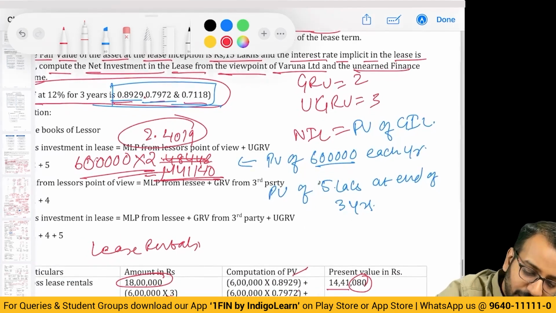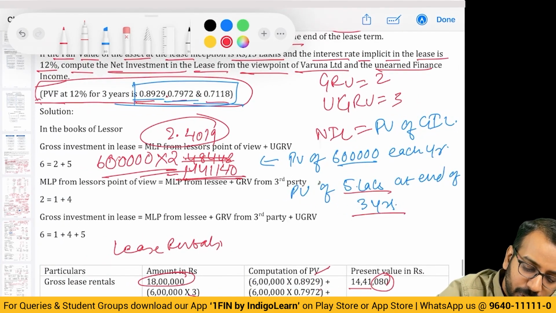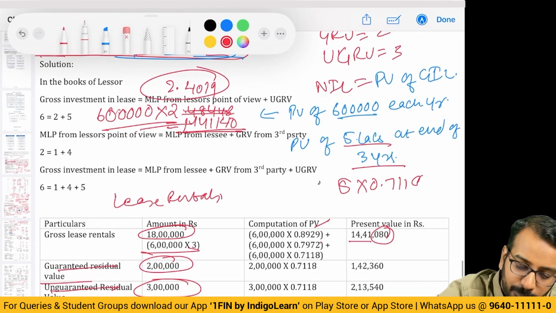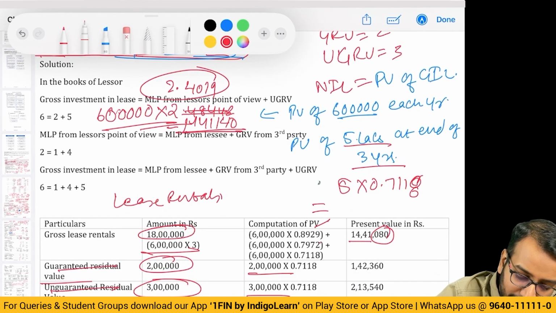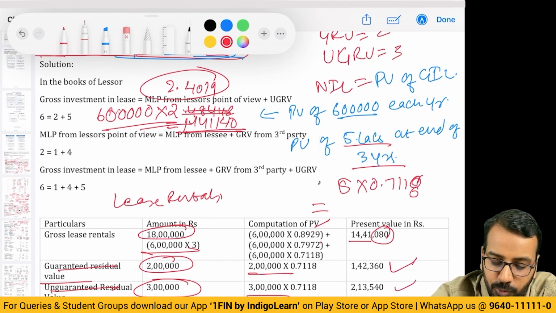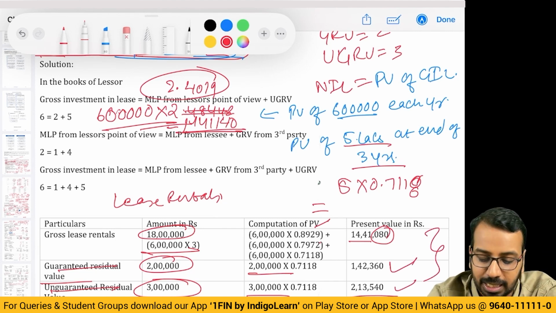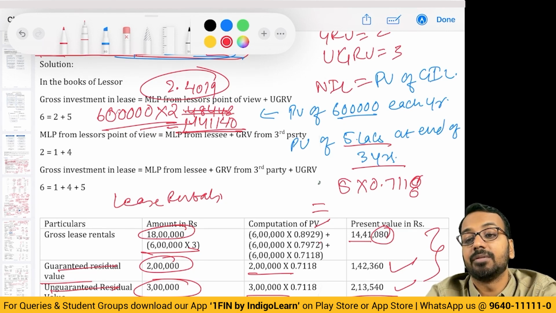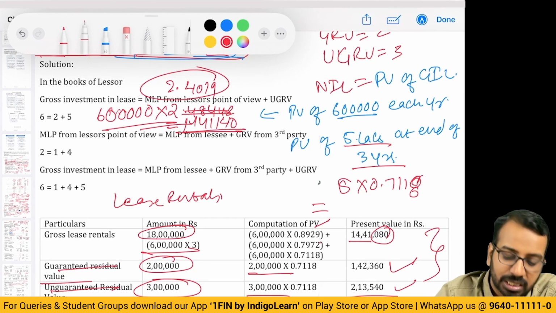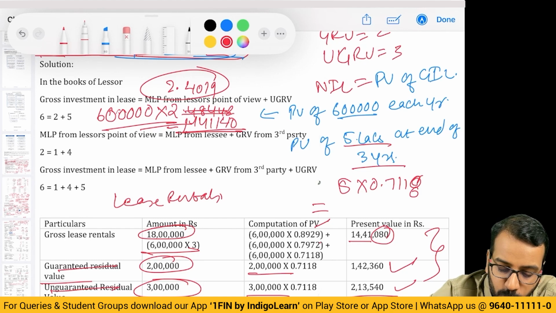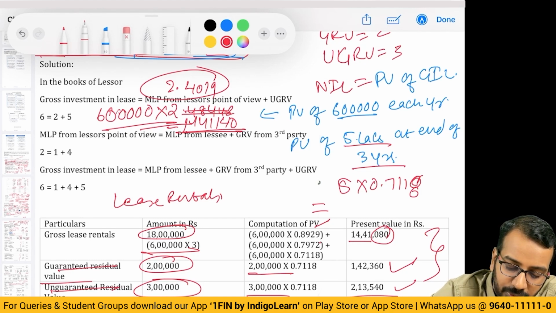Then present value of 5 lakhs at the end of 3 years is how much? 5 lakhs into 0.7118. You can also split it into 2 lakhs and 3 lakhs, so that is 142 and 213. The total of all of this is 17 lakhs 96,980. This is the net investment in lease. This is the gross investment in lease. The difference between the two is your unearned finance income.